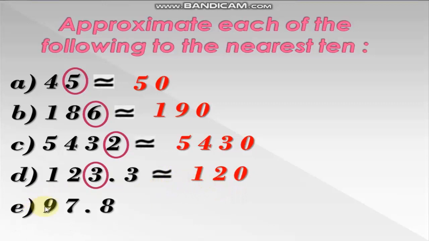Letter E, 97.8 approximated to the nearest ten. The tenth here is number 9 and the unit is 7. 7 is greater than 5, so we replace number 7 by 0 and remove the decimal part and add 1 to the tenth. The tenth here is number 9. If we add 1 to 9, it becomes number 10. So 97.8 approximated to the nearest 10 is 100.